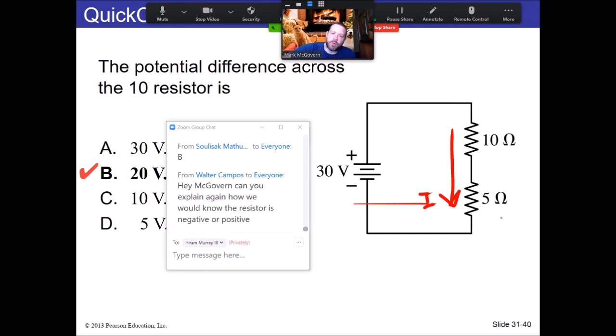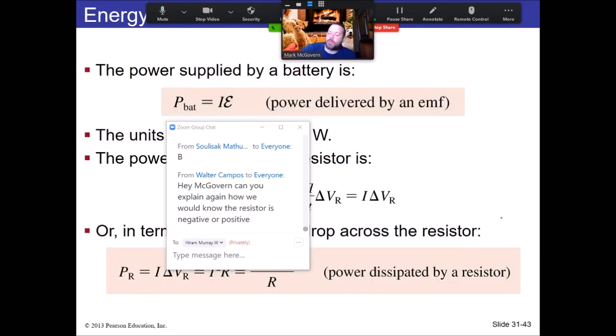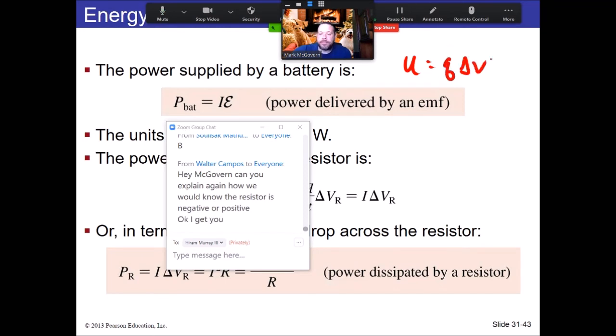So, what about power? What was potential energy? Remember the definition of that? U equals Q delta V. You get me. Nobody gets me, but I appreciate the sentiment. All right, potential energy is Q times delta V.